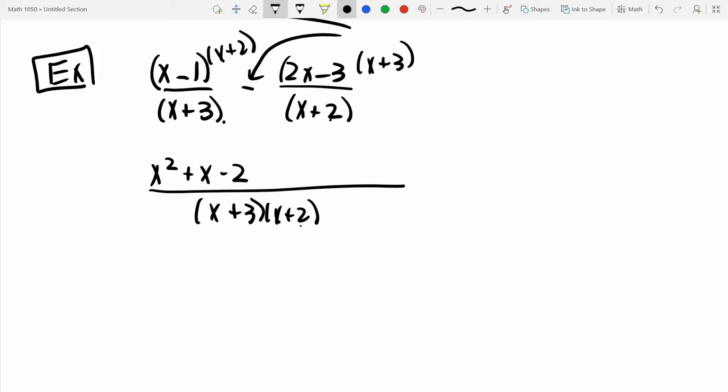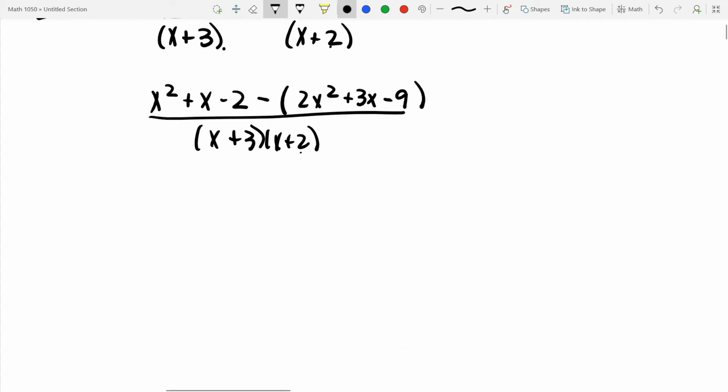So I know I have to distribute the 2x minus 3 by the x plus 3, but this negative is there. So I'm going to go negative, and then I'm going to put the whole thing in parentheses. So I go 2x times x is 2x squared. I get a plus 6x and a minus 3x. That's going to give me a plus 3x minus 9.